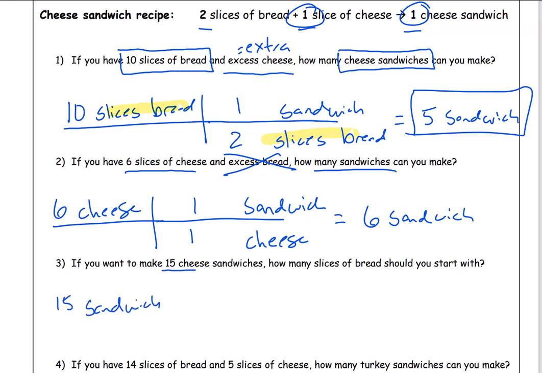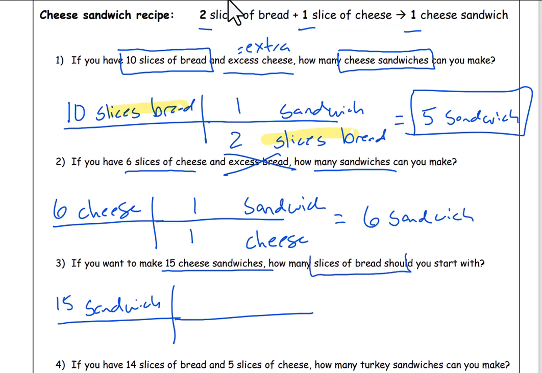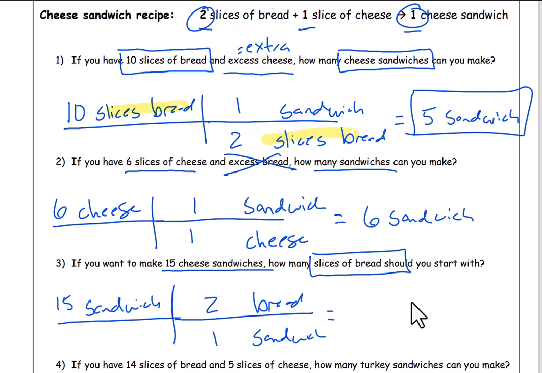So in this problem, we start with our 15 cheese sandwiches. So you can either be given a reactant or a product to start with. It doesn't matter. And we're trying to find out how many slices of bread we needed. So we go sandwich to bread. And there's 2 bread for every 1 sandwich. So that means we're going to multiply, and that gives us 30 bread, or 30 slices of bread.